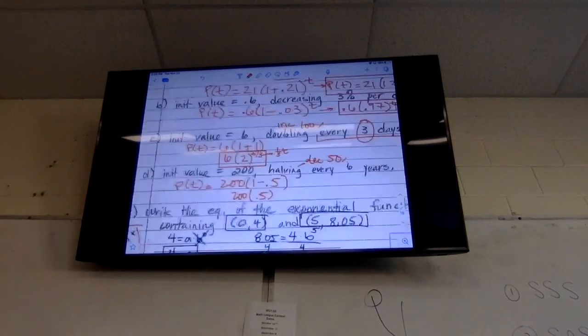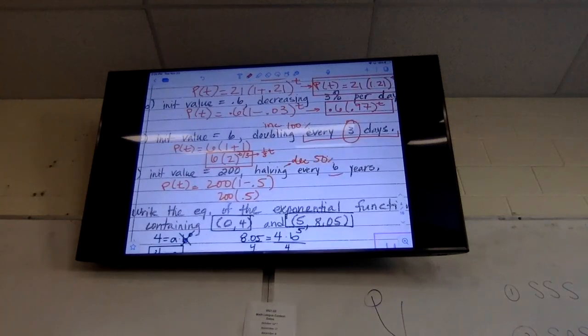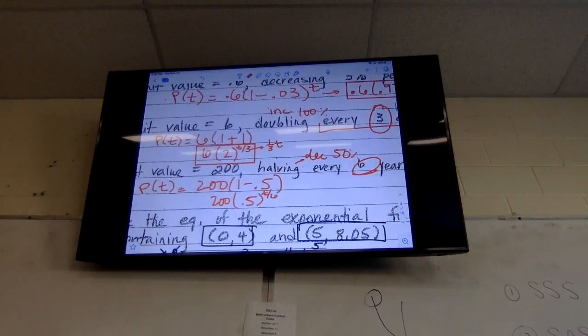My initial value is still 200, but this time it's every 6 years. How do I write that as an exponent? T divided by 6. Good.